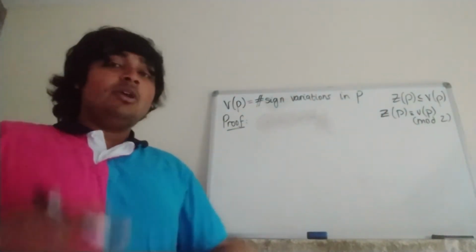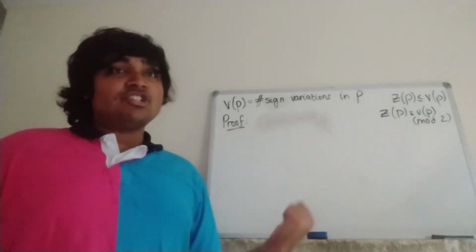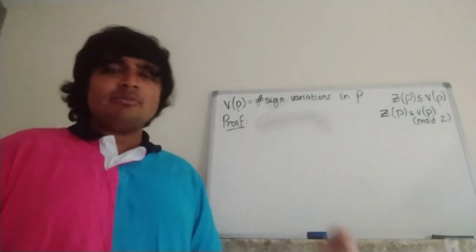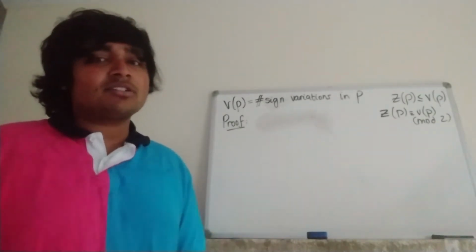Anyway, how are we going to prove it? We're going to prove it by induction, and induction on the degree of P. So P is a polynomial, so it has some degree, and we're going to prove it by induction on the degree of P.